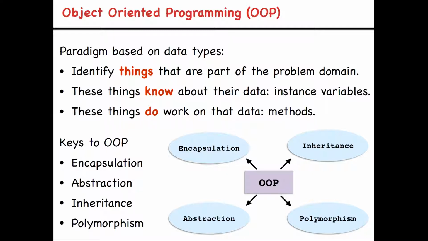Now, if you look up OOP online, typically you're going to see three or four main words, main ideas associated with OOP, sometimes some of these are combined. They're encapsulation, abstraction, inheritance, and polymorphism.